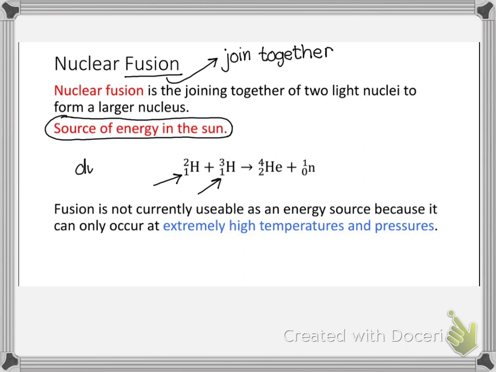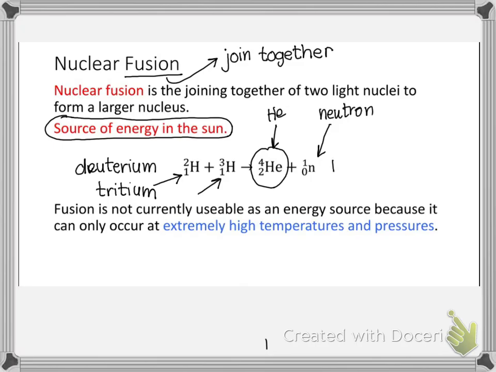Let's see, deuterium and tritium. I've got to kind of spell it out. So those are two stable isotopes of hydrogen, and they are joined together in the sun to form helium, and then this is a neutron. Plus, just like in the fission, lots of energy.